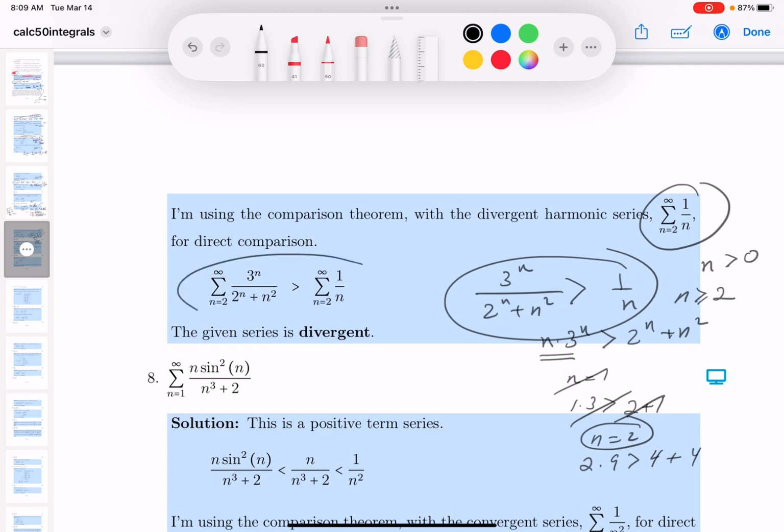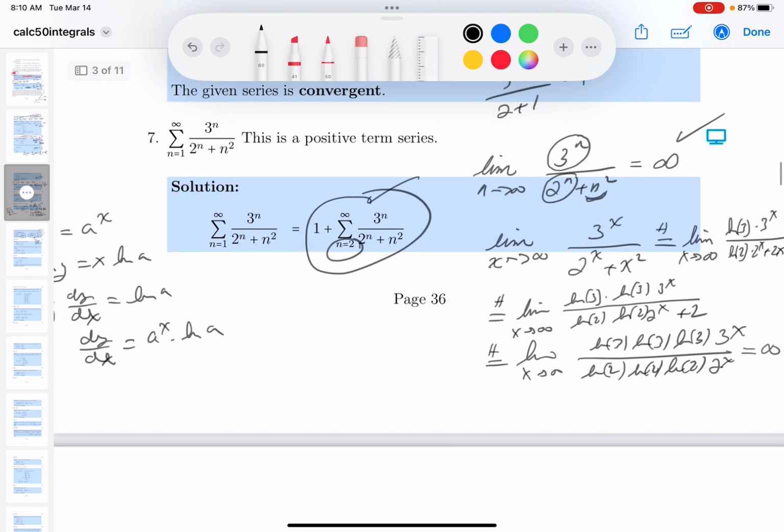All right? So this over here is a comparison. Now, by the way, the comparison is not a bad idea to do, but again, you could have also done the test for divergence, what I did over here, and just looking at it, those terms are going to infinity, by the way. Thank you.